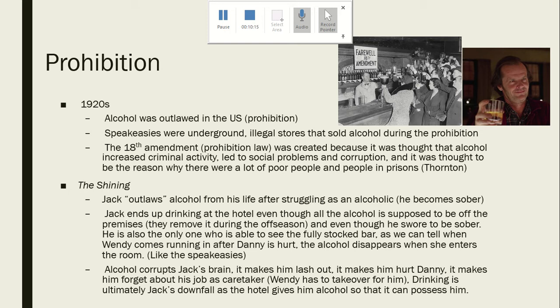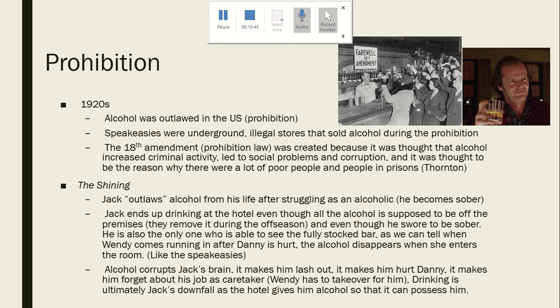And the final point I have about Prohibition is the reason that alcohol was banned from both the US in the 20s and Jack from his life. In the 20s, alcohol was banned because it was thought to increase criminal activity, led to social problems, and eventually to corruption. It was also thought to be the reason why there were so many poor people and so many people in prisons. And this is from one of my sources, Mark Thornton's article, Alcohol Prohibition Was a Failure, which I have later in my work cited.